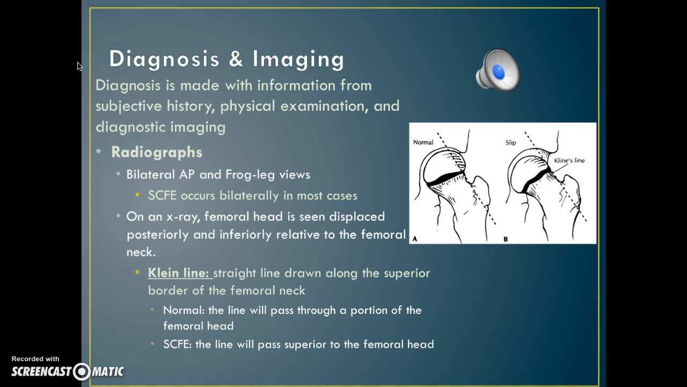SCFE is diagnosed by getting a subjective history, a physical exam, and using diagnostic imaging. A radiograph is often done of both hips with an AP and frog-leg views. It is important to x-ray both sides of the hip because SCFE often occurs bilaterally. In an x-ray, the femoral head is seen displaced posteriorly and inferiorly relative to the femoral neck. And if you look at our picture to the right here, you can see the Klein line, which is defined as a straight line drawn along the superior border of the femoral neck. In a normal hip, the line will pass through a portion of the femoral head, and in a hip with a slip, the line will pass superior to the femoral head.